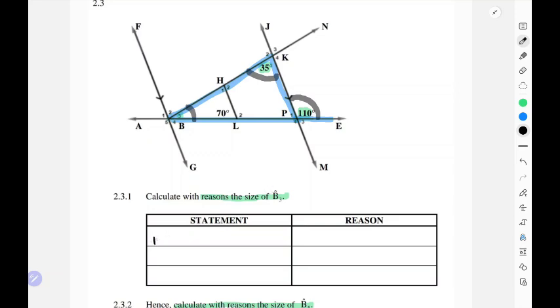We can say the exterior angle, which is 110 degrees, is equal to the sum of the interior opposite angles, which is 35 degrees plus B3. So making B3 subject, we can say this is equal to 110 degrees minus 35 degrees, which is equal to 75 degrees. And the reason is exterior angle of a triangle.